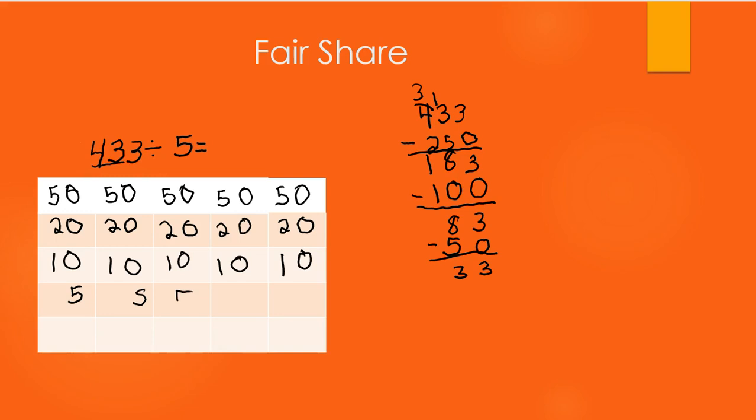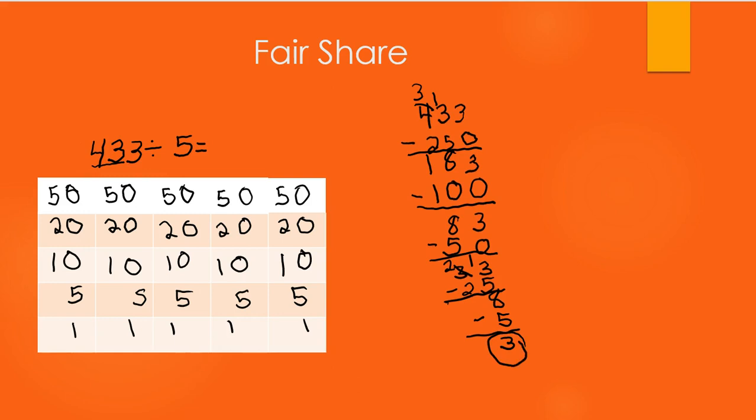So I have another row of 5s. 5 times 5 is 25. When I subtract that, I have 8 left. Well, 5 can go into 8 one time each because 5 times 1 is 5. I'm going to subtract the 5, which leaves me with 3. Since 3 is less than 5, I'm done with the division.